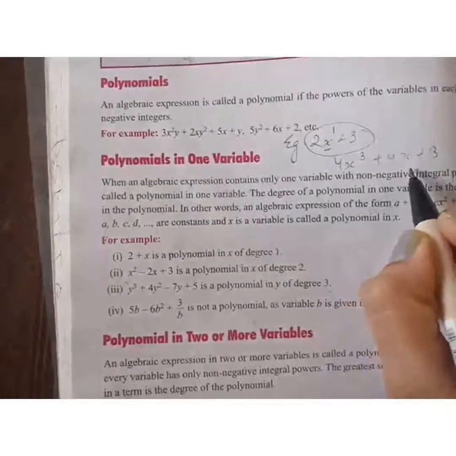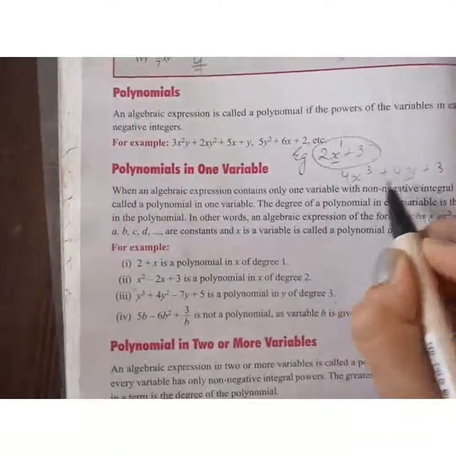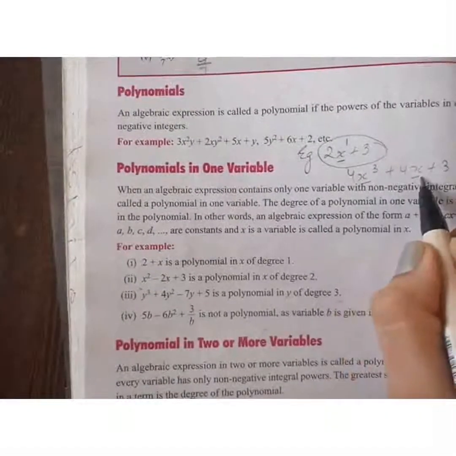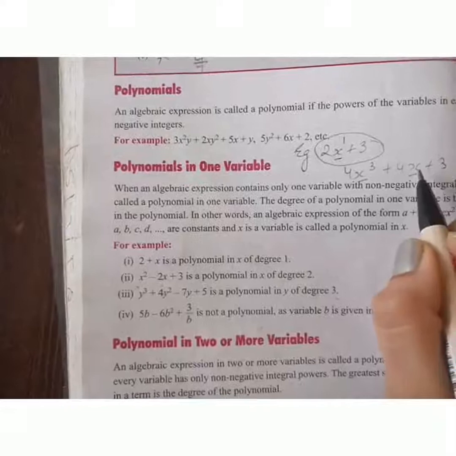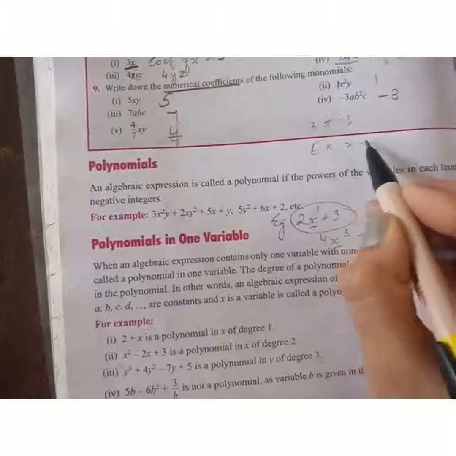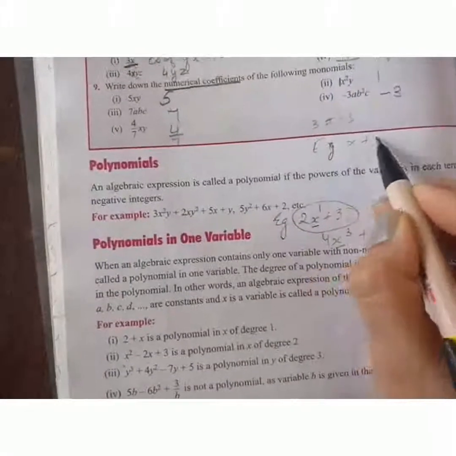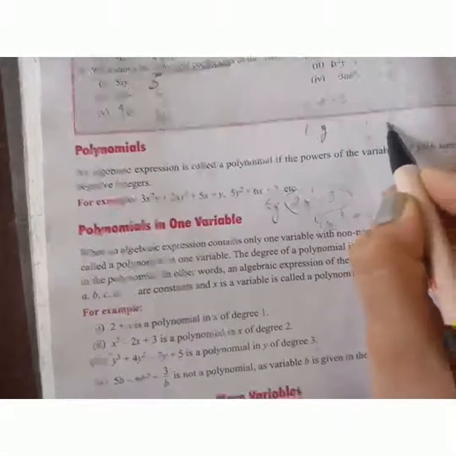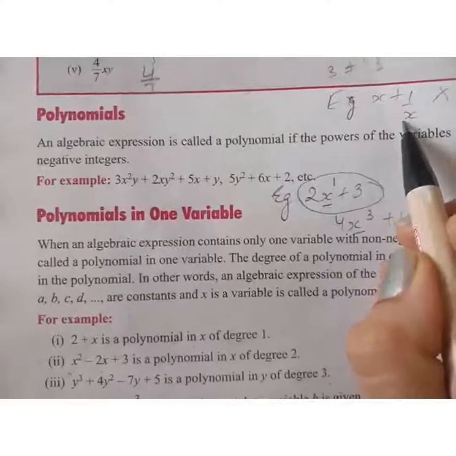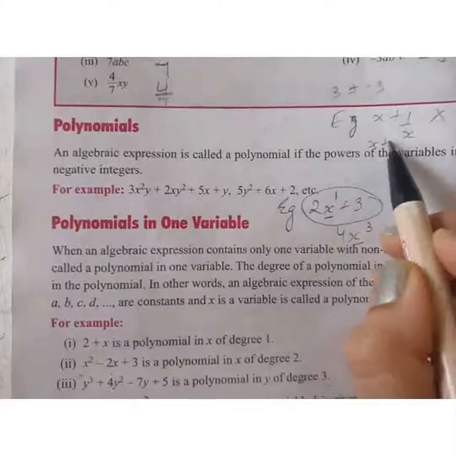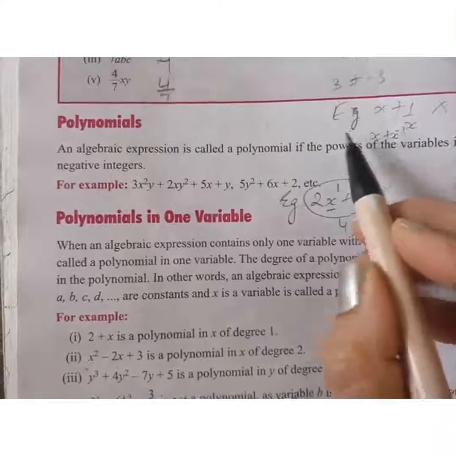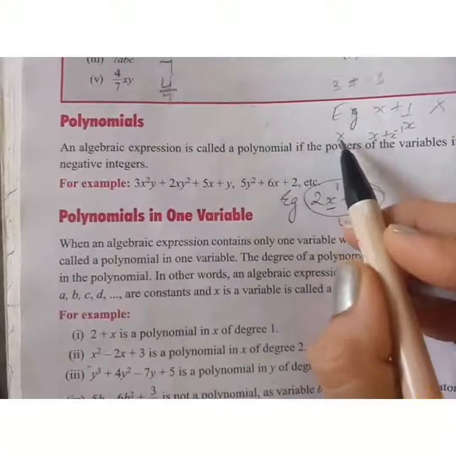This is also a polynomial because the variables used here have positive powers. It means all variables should be in the numerator. Suppose I write an example like this: x plus 1 over x. This is not a polynomial. Reason? Because here x is used in the denominator. When you change it, it becomes x into x power minus 1. Here the power is negative, so we will not consider it a polynomial.